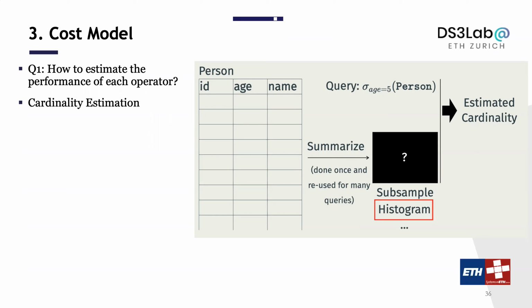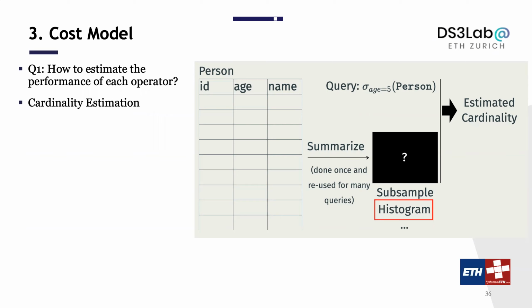The goal is I want to summarize my relation into some data structure, hopefully smaller than my original relation, such that I can take that summarization and take your query and estimate how many people will have age equals to 5 without actually running this query.